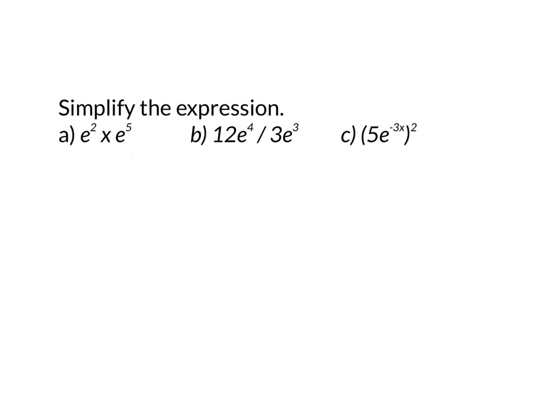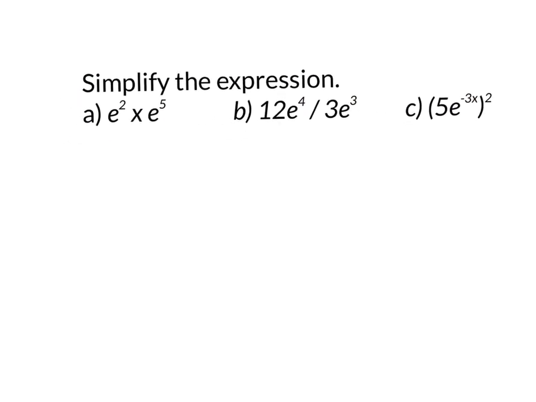Okay, simplify. Remember, e is really just a number, so all the rules with exponents also apply to e. So part A right here, you have two e's that are multiplied together. You just add the exponents, e to the 7th. Part B, dividing. 12 divided by 3 is 4. You had e to the 4th in the numerator, e cubed in the denominator. Just subtract the exponents, just e.